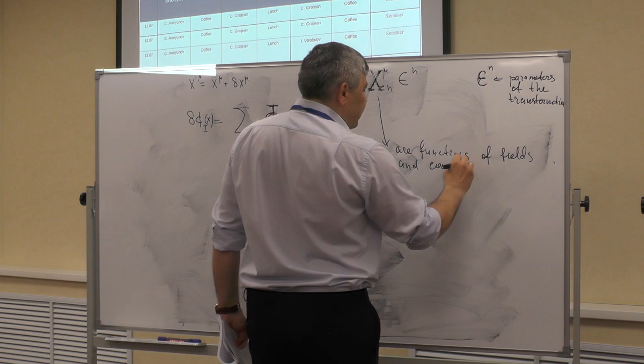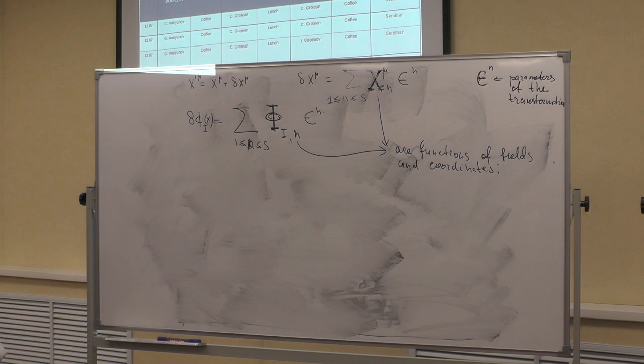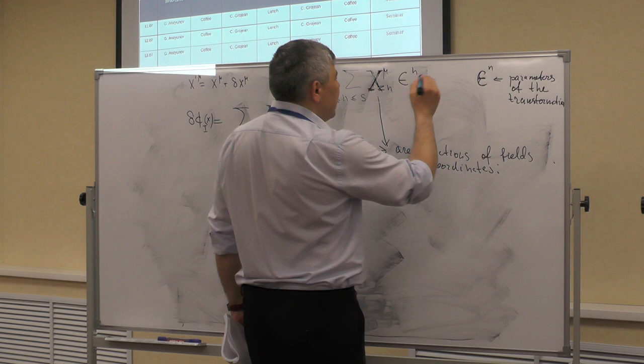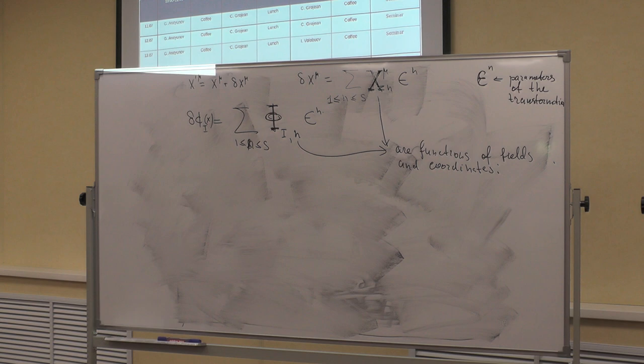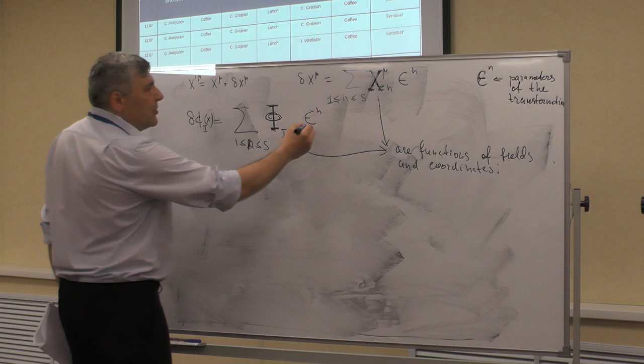And the parameters epsilon n are constants, in the sense that they do not depend on the space-time point. So just arbitrary constants. And you see from these expressions that the transformations delta x mu and delta phi continuously depend on these S parameters epsilon.